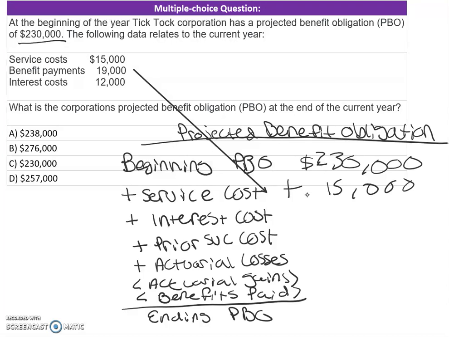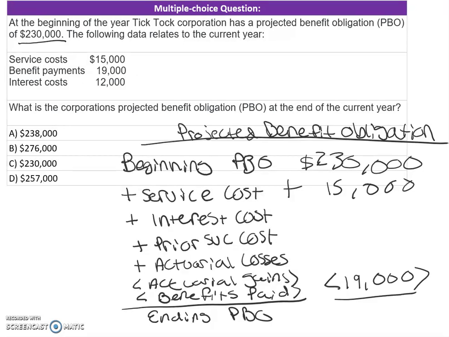Our benefits paid. So throughout the period, this is going to be paying out to our retirees the amount that they're entitled to. This is going to be their pension payment. So this is going to be reducing our future obligation. We're not going to have to pay this amount in the future. So because we don't have to pay it in the future, this is going to be reducing our projected benefit obligation.